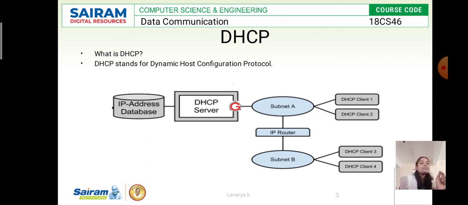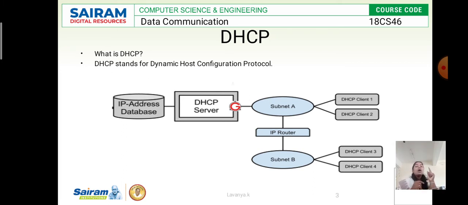So this class A and class B address are considered as subnet A and subnet B. Subnet A and subnet B have to interact with each other, so in between we use an interface, that is an IP router. This IP router makes the transaction very easy. Whatever data is sent from client 3 and client 4 goes to the class B address.